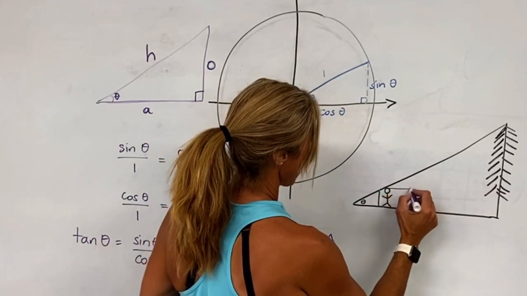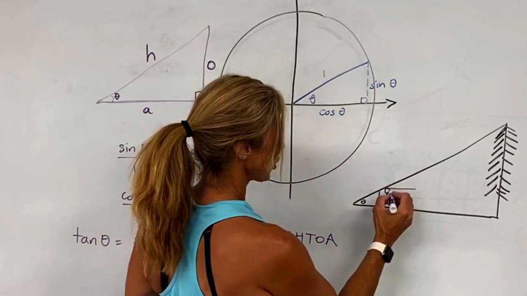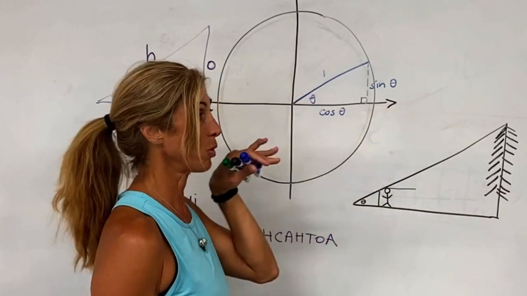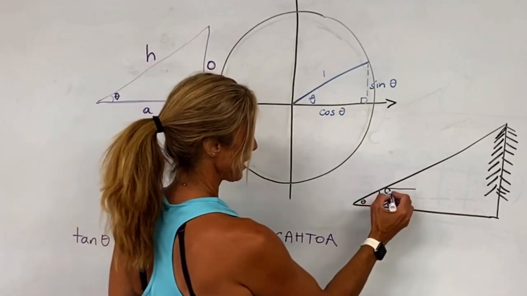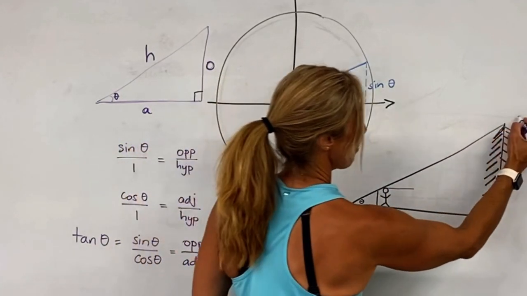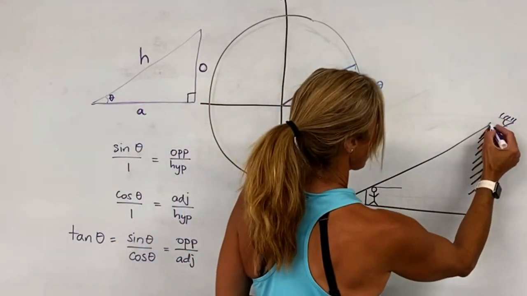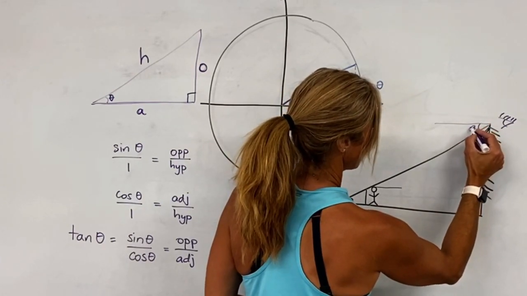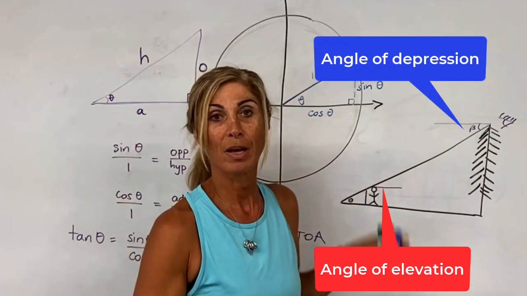We have what's called an angle of elevation and an angle of depression. So an angle of elevation would be from my eyes looking up, whereas an angle of depression would be from my eyes looking down. So depending on where we're located, if I'm standing here, then I have an angle of elevation looking up at the top of the tree. But if I was standing here and this was my sight, then I have an angle of depression. I'm just using the letter beta. So we have an angle of elevation and an angle of depression.